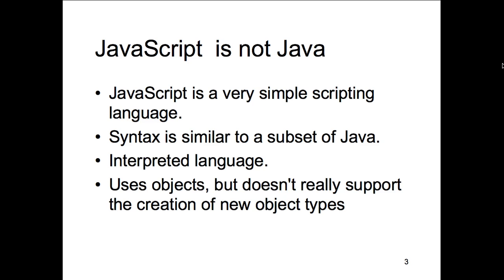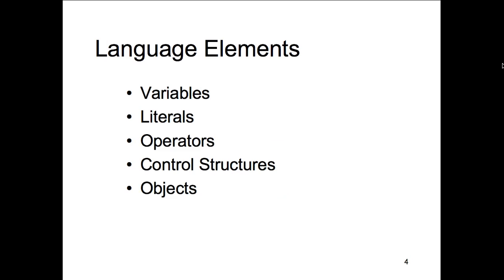JavaScript is object-oriented. It uses objects, but it doesn't really support the creation of new object types. But we can create new objects, new strings, new numbers, and new stuff. And we'll see that as I go through the lecture. In terms of the object orientation, I wouldn't call it a fully implemented object-oriented programming language. I'd call it an object-oriented scripting language. So it does support object concepts.